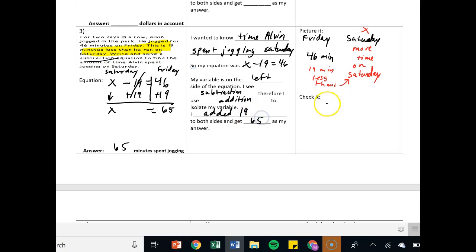So the last thing we got to do is check. So x minus 19 equals 46. Replace our variable with our answer, which was 65 minus 19. This subtracted equals 46, so 46 is equal to 46.